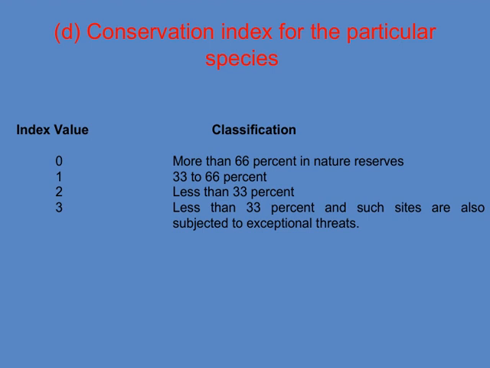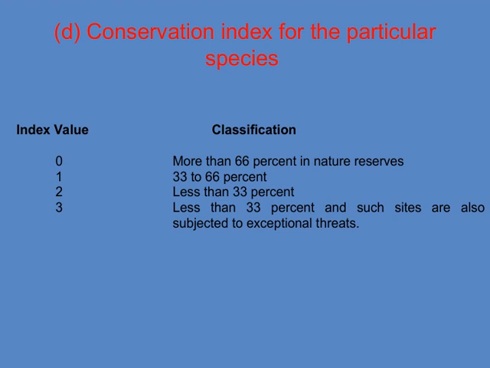The higher the conservation index, the greater the concern, indicating that the species might need more urgent conservation efforts. Conversely, a lower index suggests that the species is relatively stable or less threatened.